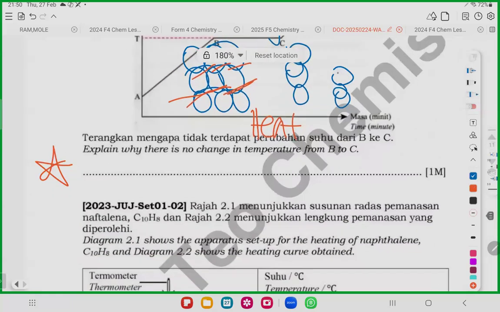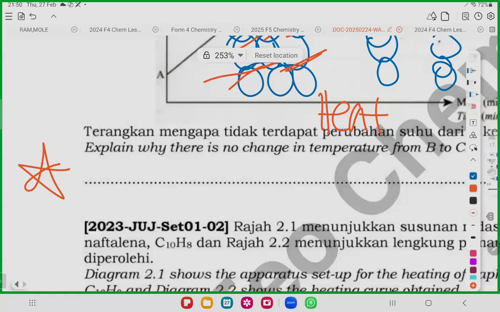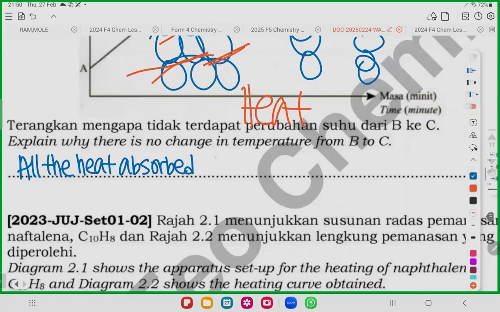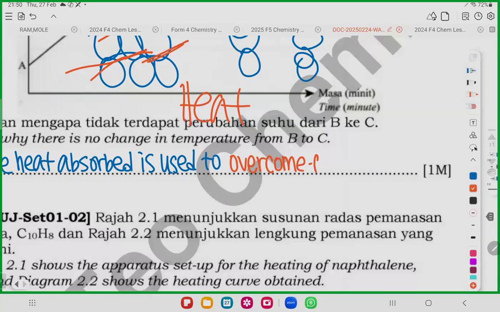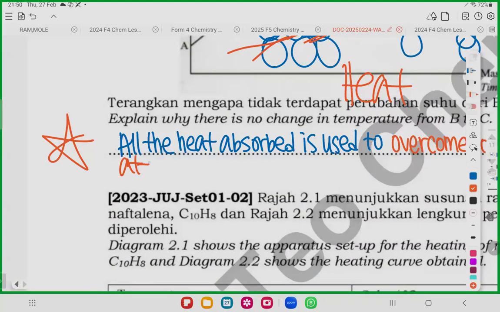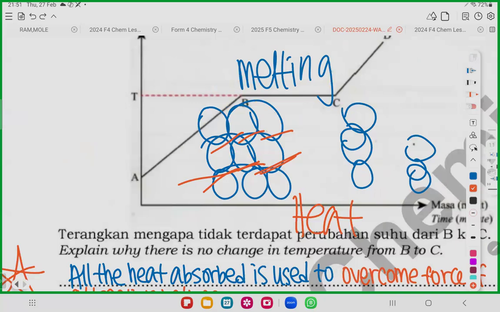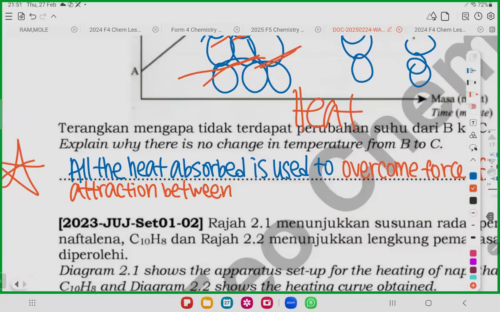So you cannot use the word cut. What is the proper word to be used? All the heat absorbed. All the heat that you absorb, you use to do what? To overcome. Overcome means cut. What do you want to cut? The force of attraction. You use all the heat to overcome the force of attraction. So where is the force of attraction? It is between the solid particles, all sticking together. You want to cut the sticking solid.